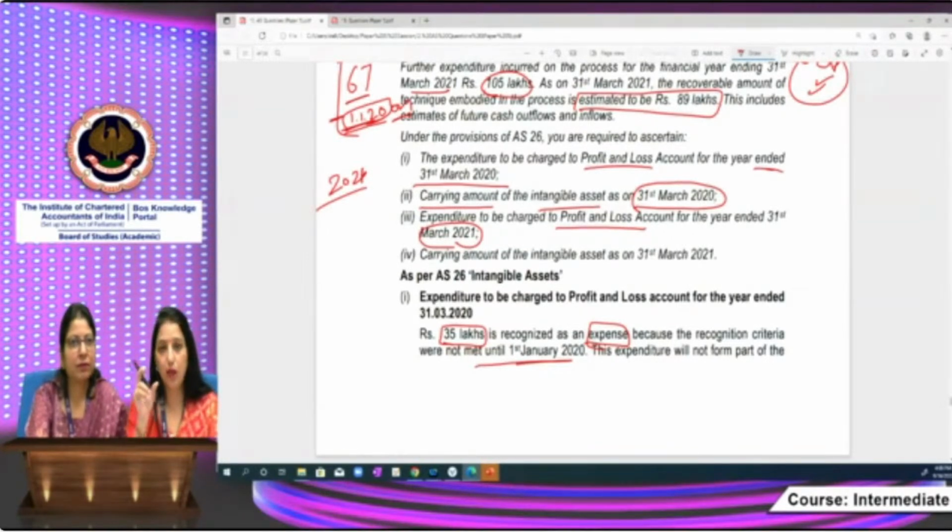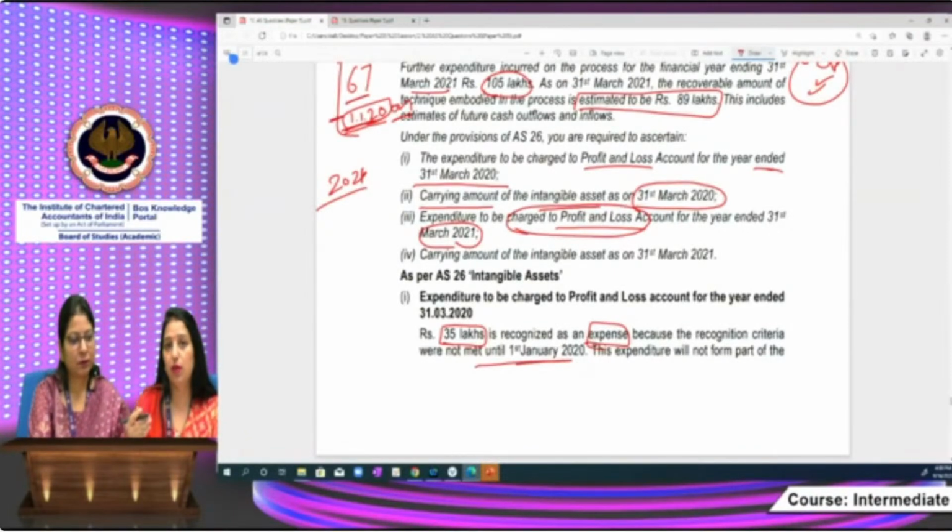So that part of the cost which we are going to reduce from the asset will go to the profit and loss account, because we have to reduce the amount of our intangible asset cost.